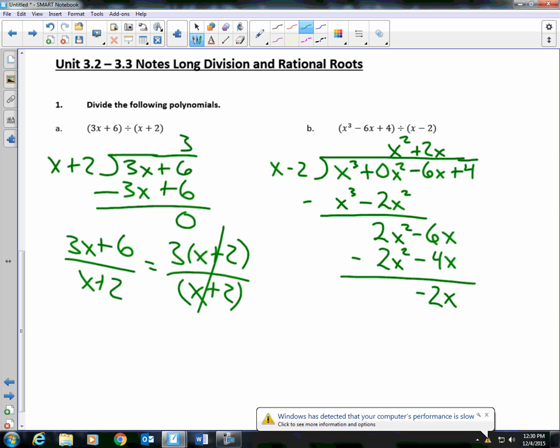Negative 2x. X times what is negative 2x? Negative 2, that's a constant, sits over the 4. Get negative 2x plus 4. I subtract, and I get 0. So did it divide evenly? It did. Now, I'm going to show you something that needs to click now.